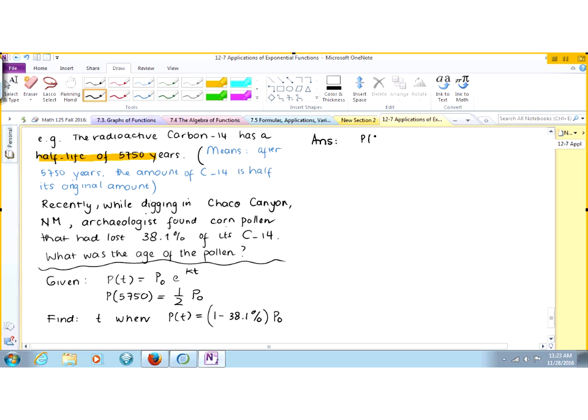How do we find K? Well, P of T is equal to half P naught, equal to P naught e to the kT. Do I know the P of T? Well, yes, it is half of P naught, equal to P naught e to the k times 5,750.